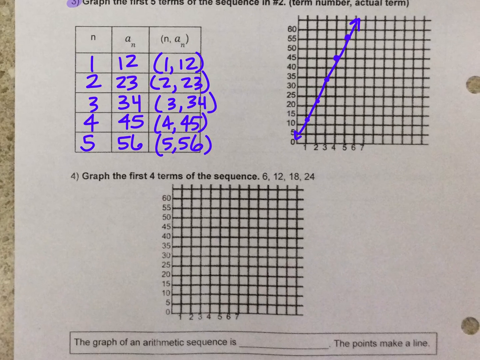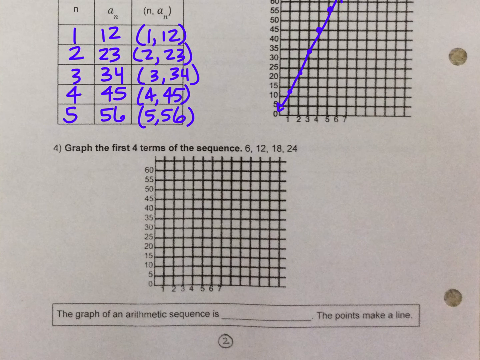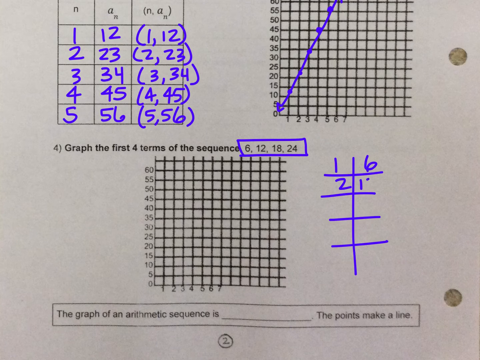We are going to do the same thing again. This time we have some different points. I'm going to make my table. So term 1 is going to be a 6. I'm using this information. Term 2 will be a 12. Term 3 will be an 18. Term 4 will be 24. It says to graph the first 4 terms. Well, there they are: (1, 6), (2, 12), (3, 18), (4, 24).